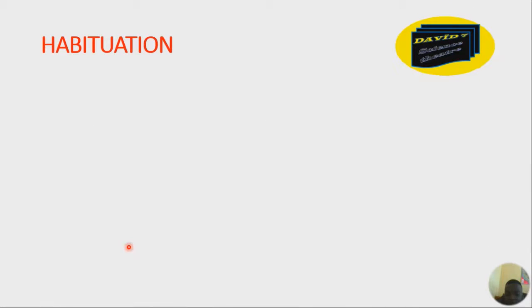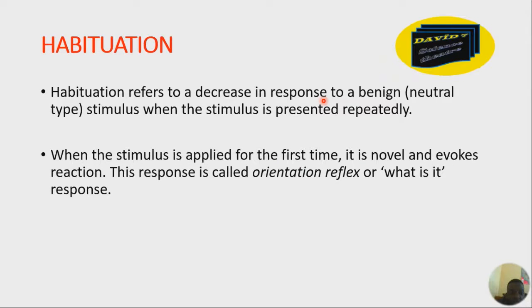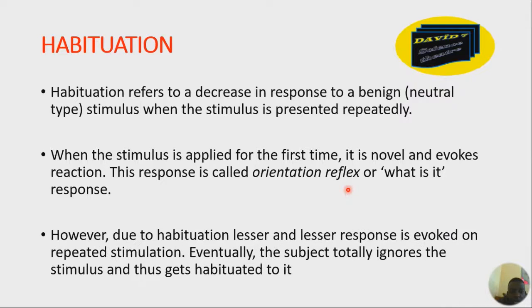All right. So let's talk about habituation. Habituation refers to the decrease in response to a benign stimulus when the stimulus is presented repeatedly. Here we have a decrease in response to a single stimulus which is repeated in fashion. Okay? So when the stimulus is applied for the first time, it is novel and evokes reaction. This response is called orientation reflex. Oh, what is it response? What is it? All right. So that is the first response that occurs on first exposure. However, due to habituation, less and lesser response is evoked on repeated stimulation, and eventually the subject totally ignores the stimulus. This is what we call getting habituated to that very stimulus.